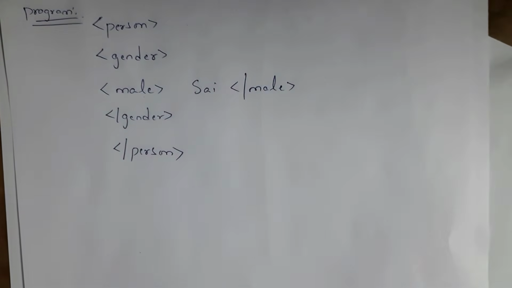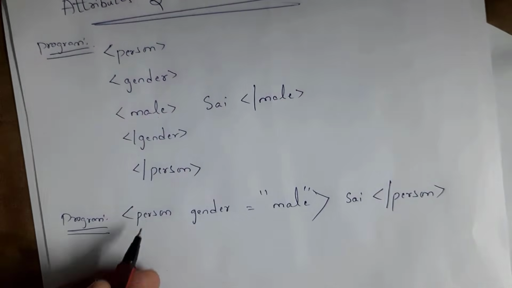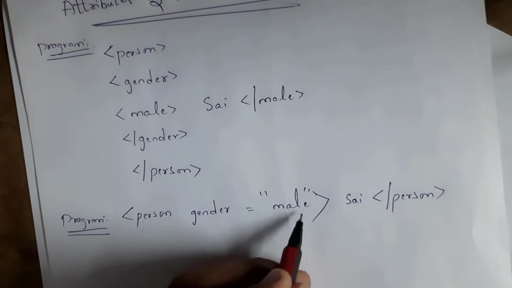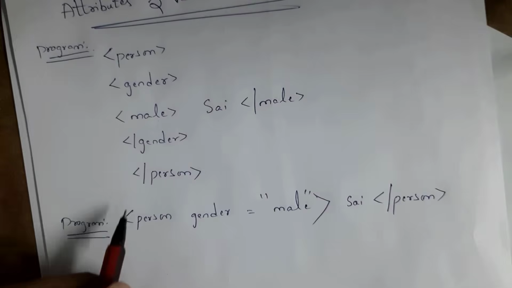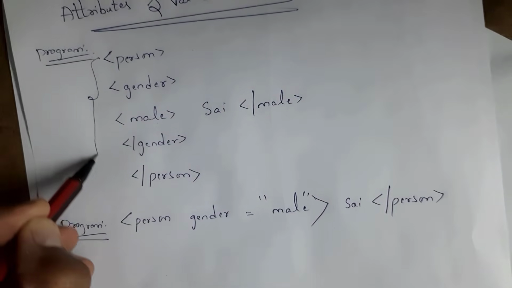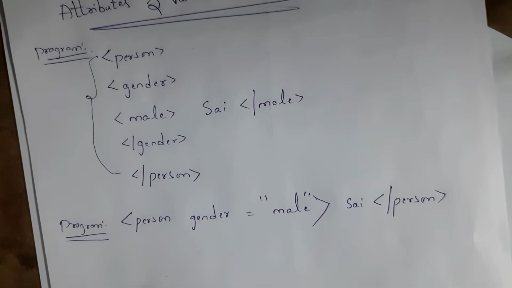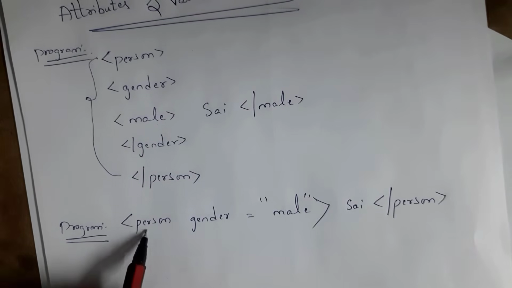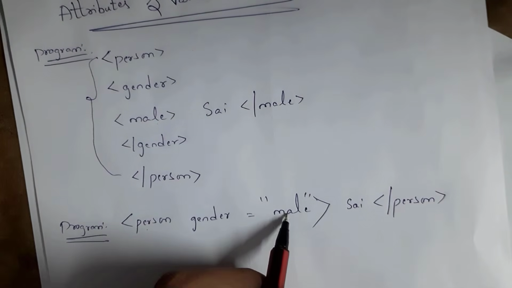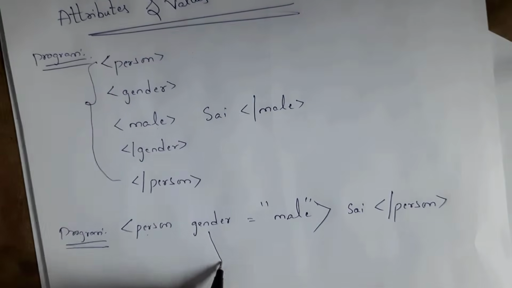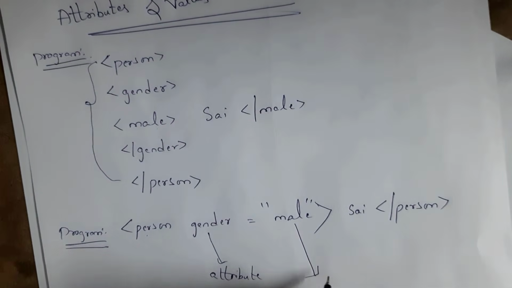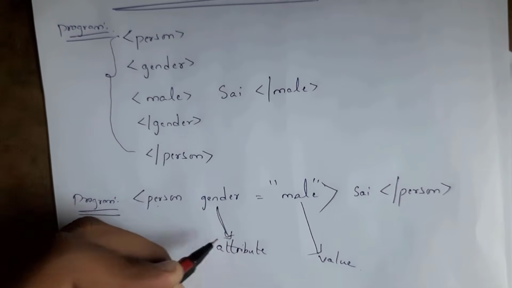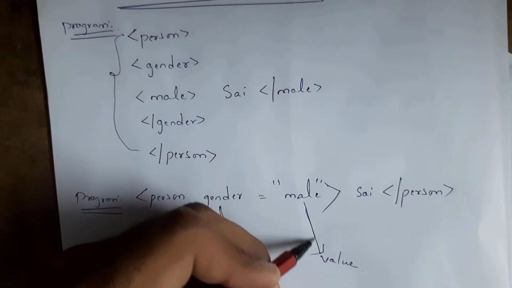This is a small program. Instead of writing like this, you can also write like this: person, his gender is male, and that person's name is Sai. Both are the same programs. Instead of writing the program in this many lines, you can also write it like this: person, gender is male, where this gender is considered as attribute and this male is considered as value.